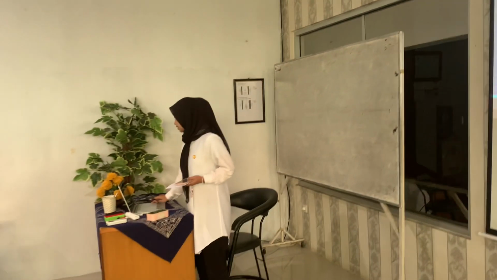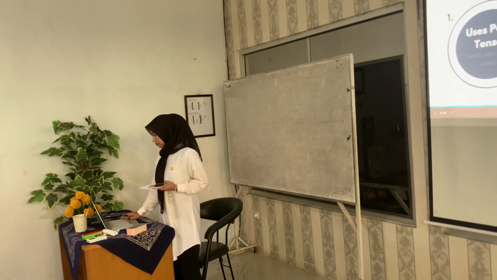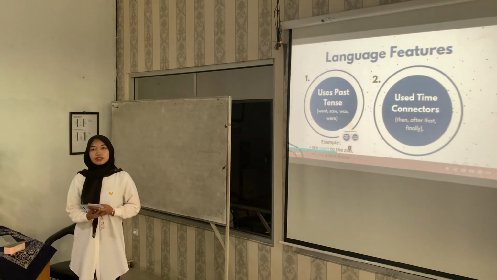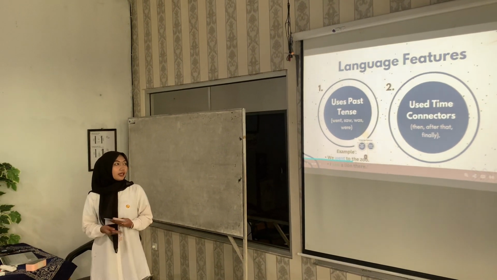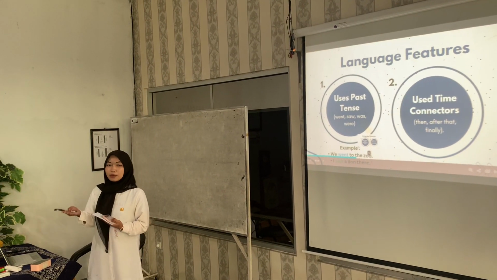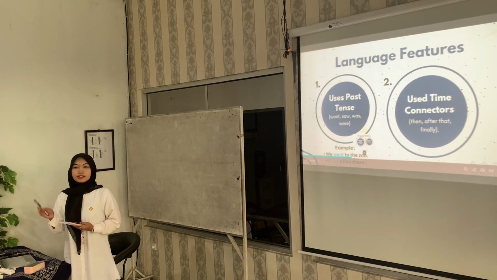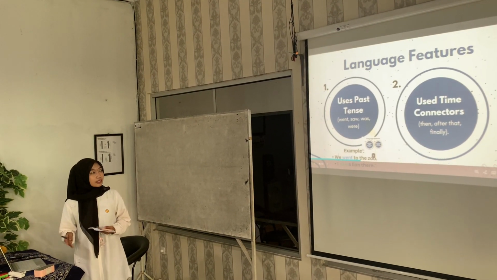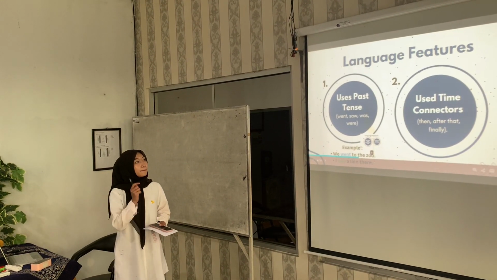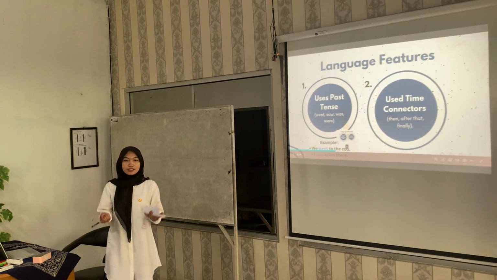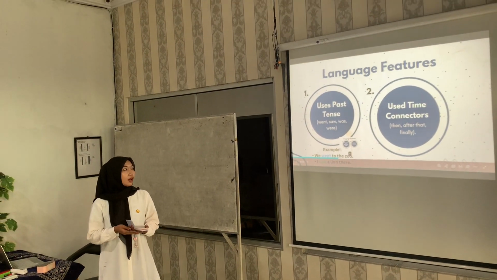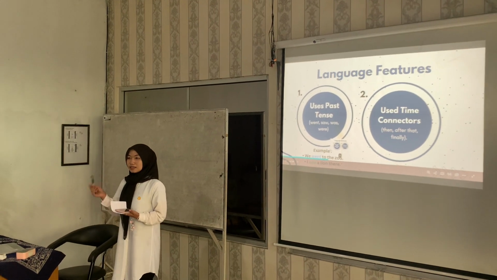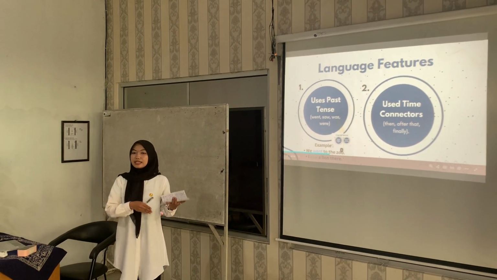And next, let's talk about language features. Language features are special things we often see in a type of text and the tools a writer uses. And recount text usually has past tense. We use the past tense to tell what happened before now, because recount text tells about past events.